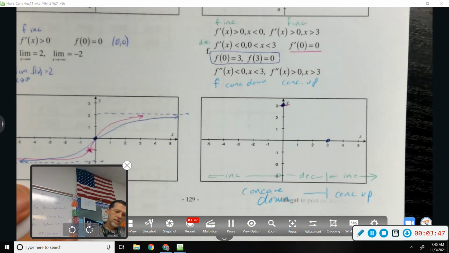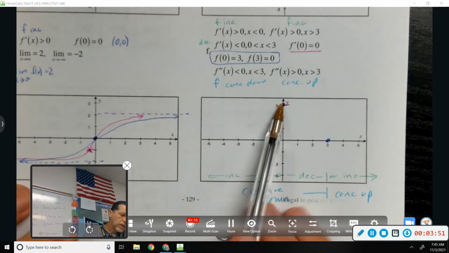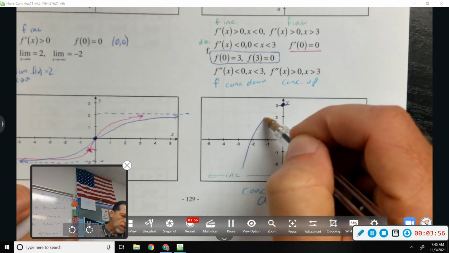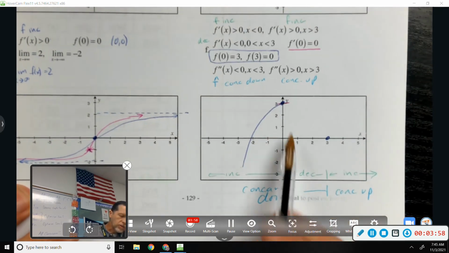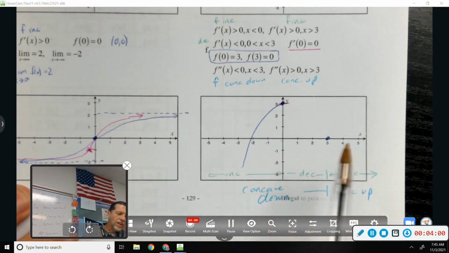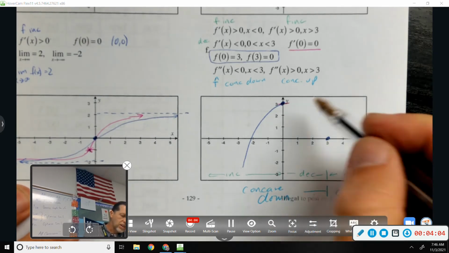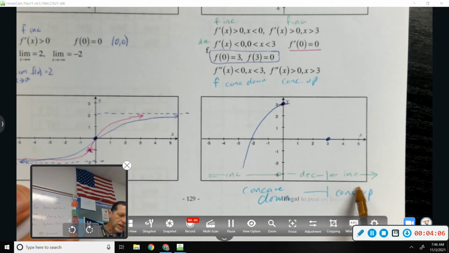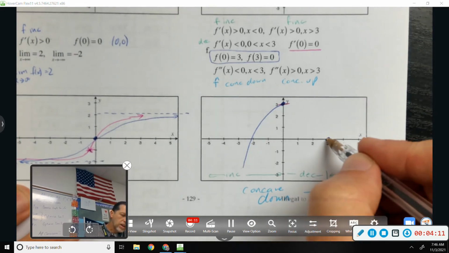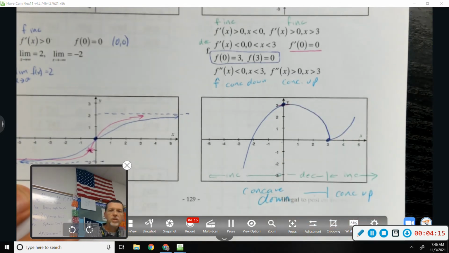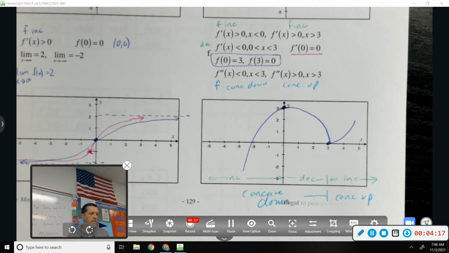So, let's see. Increasing and concave down up to x equals 0. Then from 0 to 3, we're decreasing and concave down. I need to be careful. On the last one, we're increasing and concave up. So something like that for that graph.